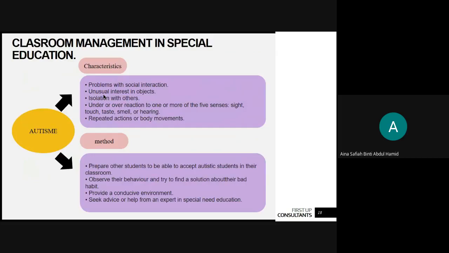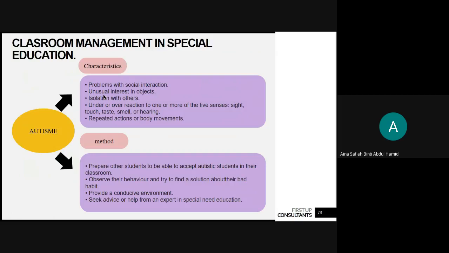So, as a teacher, we have to always reprimand them about their attitude in the classroom. Okay, next we go to classroom management in special education. We have a student with autism, development delay, and hyperactive disorder. Okay, we go one by one. Okay, first we go with autism. A student with autism. Okay, the characteristics. The first one, they have a problem with social interaction. And then the second, unusual interest in objects. And then isolation from others. And then under or overreaction to one or more of the five senses, such as sight, touch, taste, smell, or hearing. And the last one is they tend to repeat actions or body movements.